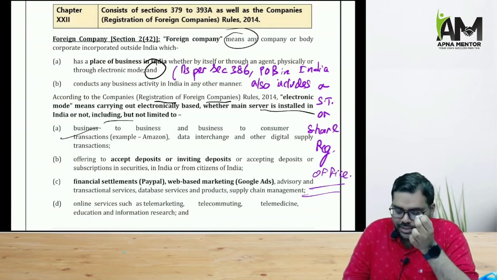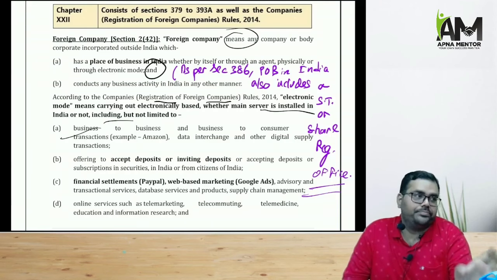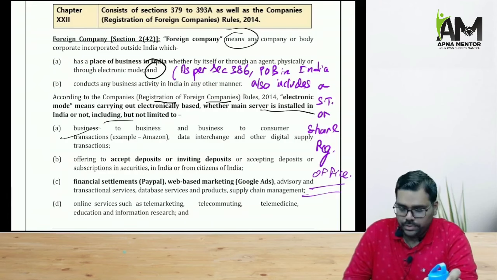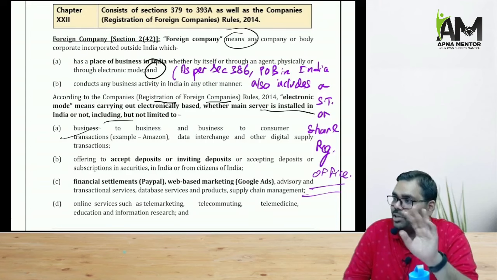That as per section 386, place of business in India also includes a share transfer or share registration office. Share transfer or share registration office. That concept only I explained. You were there.